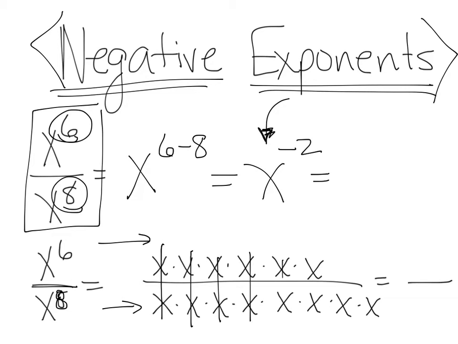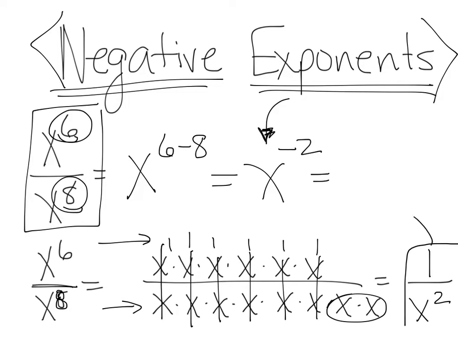Cancel, cancel, cancel, cancel. And remember, when they cancel out, they just leave 1s in where they were. And so now the only thing I have on the top is 1 times 1 times 1 times 1 times 1 times 1, which is 1. And what's left on the bottom? Well, just these two x's. X times x is x squared.